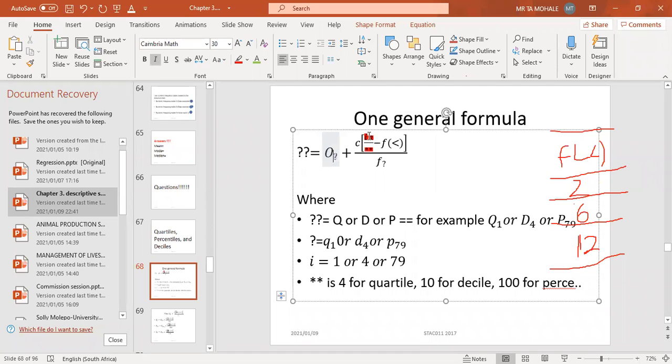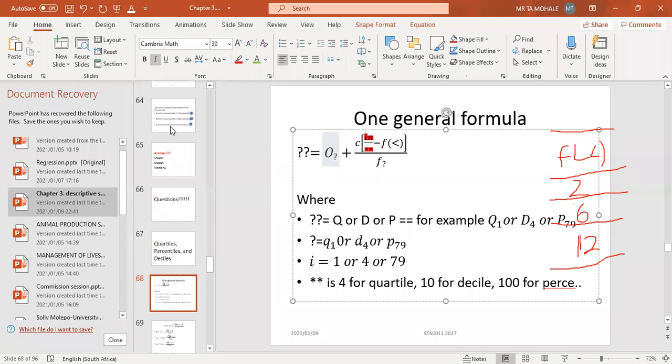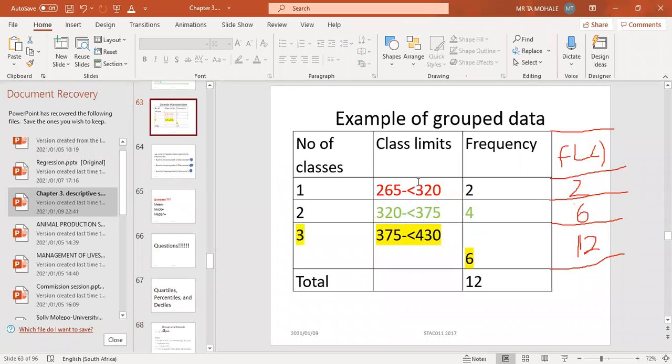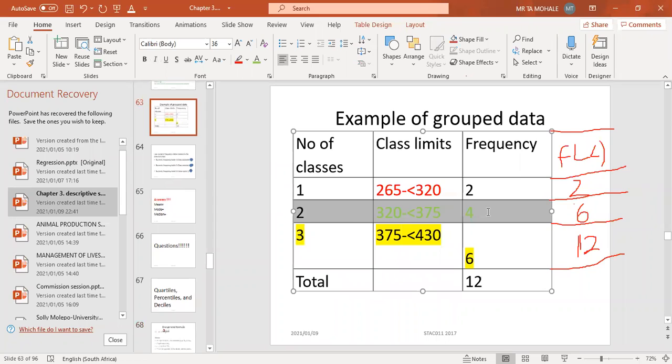Q into what? 1n divided by 4, minus that over F Q1. Good. Then we can go to the table now and identify everything. What is our O Q1? Remember, this is the position of our Q1, as we said. And then what is the lower class limit of the Q1 interval? 320.